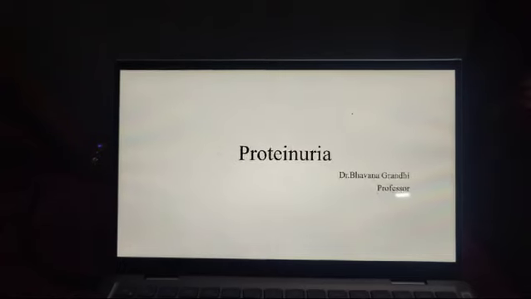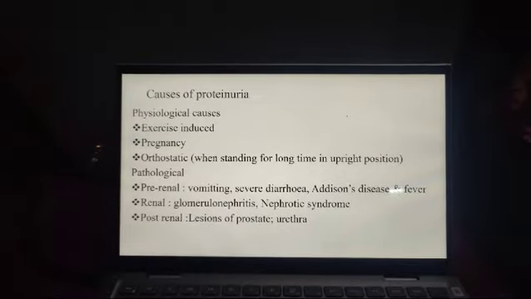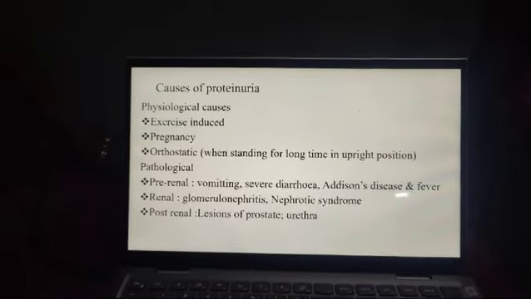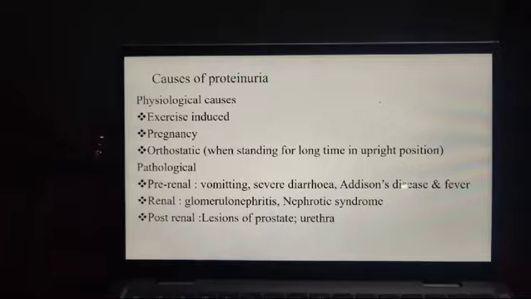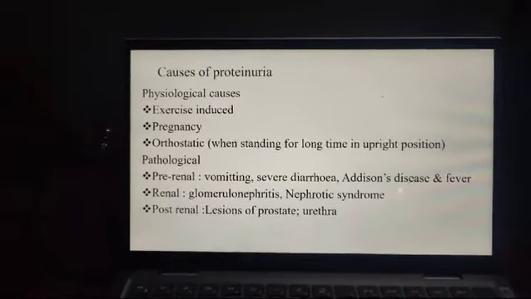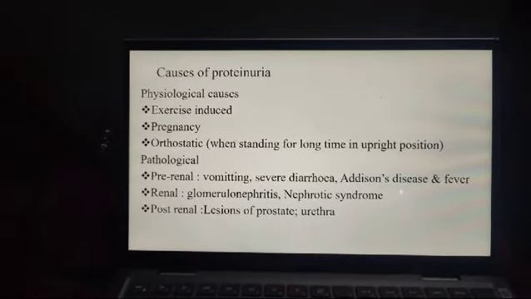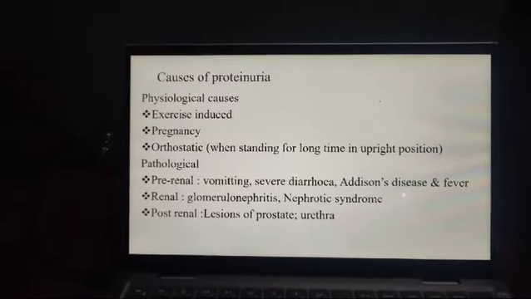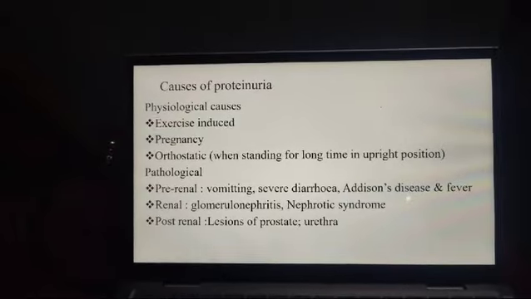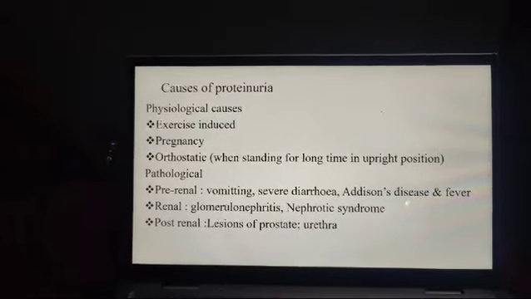Welcome back to Learning Pathology with Dr. Bhavana. Now we'll discuss the chemical properties of urine, first being proteins, next sugars. Proteinuria. Protein in urine is called proteinuria. The causes are classified into physiological and pathological. Physiological: after exercise, pregnancy, and orthostatic, which means standing for a long time in an upright position.